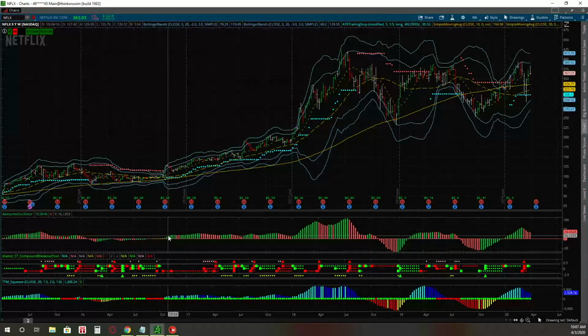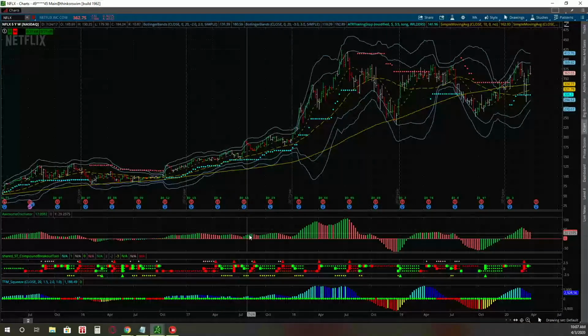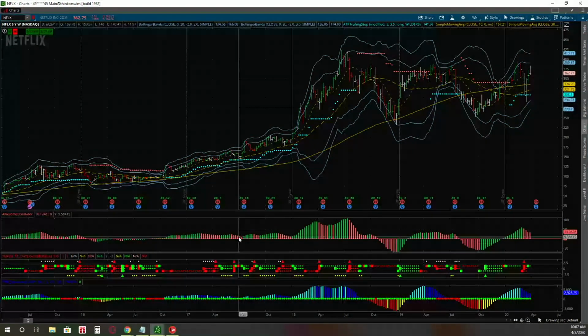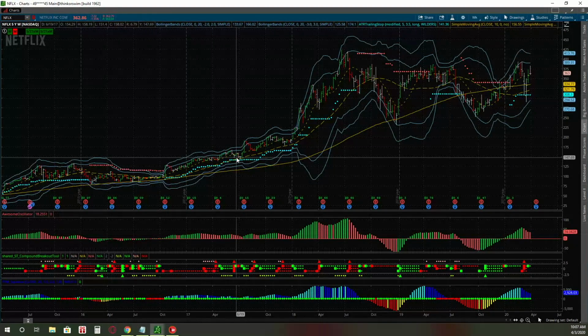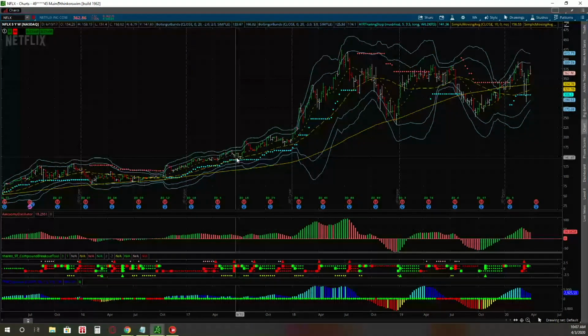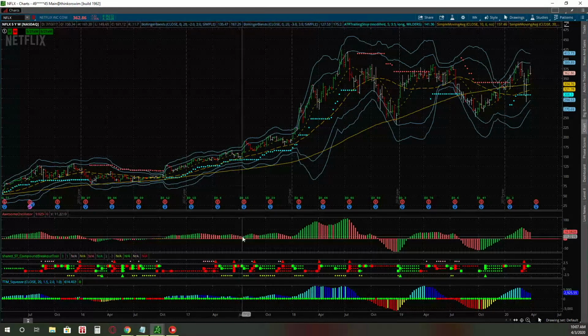The reason why I like using the Awesome Oscillator, other than just that I've used it for a while, is first of all, it can tell you if there's bullish or bearish sentiment. If the bars are trading above the 0 line, that is bullish sentiment, which is this red line right here. If the bars are trading below it, that's usually bearish sentiment or maybe a pullback that's occurring.